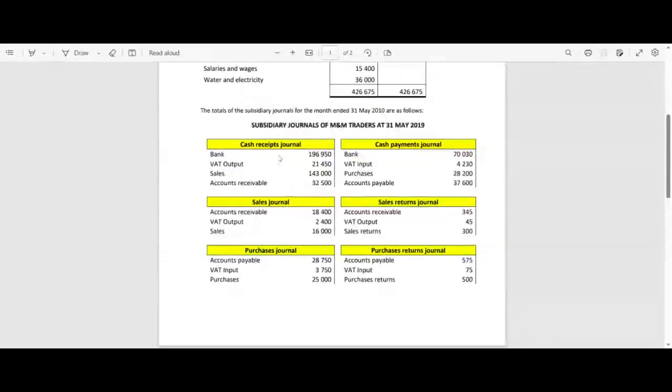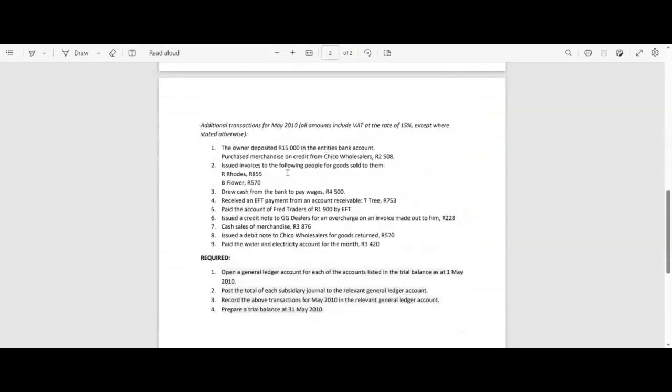So we say these are the transactions for the first half of the month. Just to be clear, the totals of the transactions for the first half of the month, and then we've got these additional transactions for the rest of the month, and only then are we at the end on the 31st of May 2010.